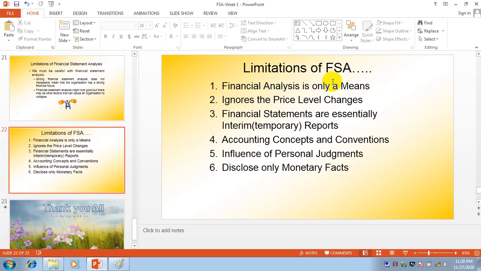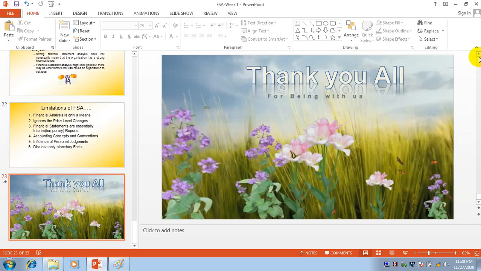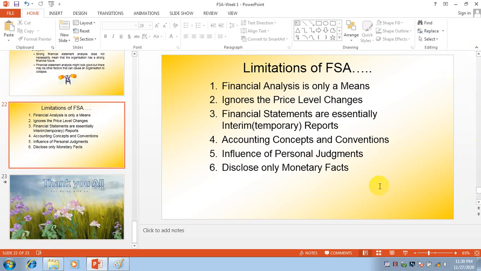Now, financial analysis also ignores price level changes. It doesn't show that. Okay, it will take time. So inshallah, in the next class, I will discuss the limitations of financial statement analysis in detail. Then we will discuss all these things.